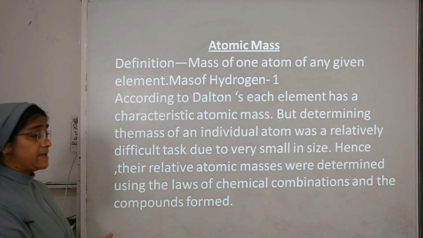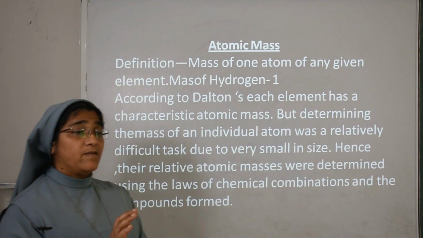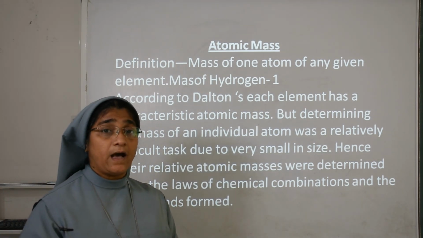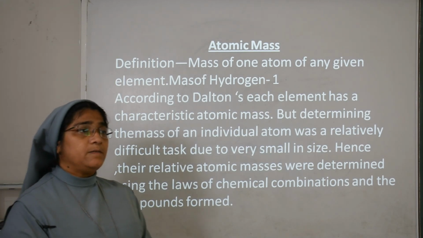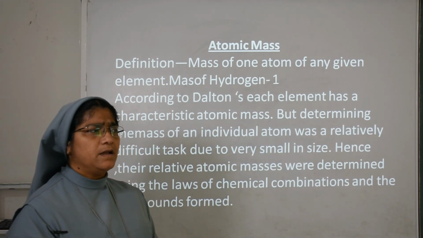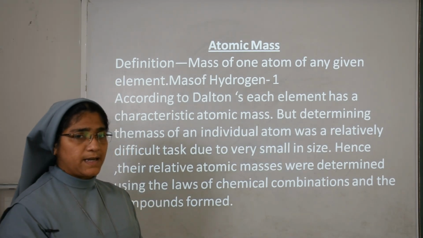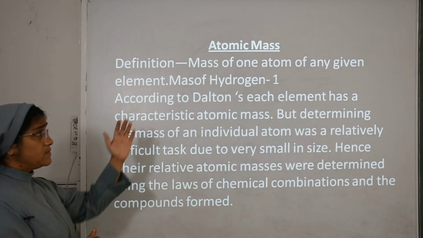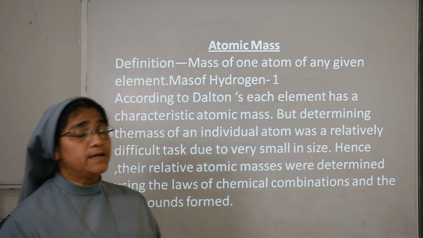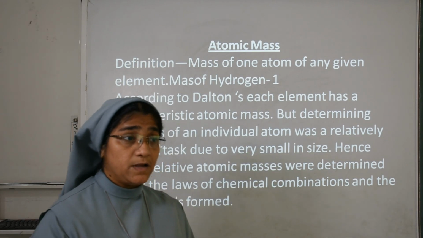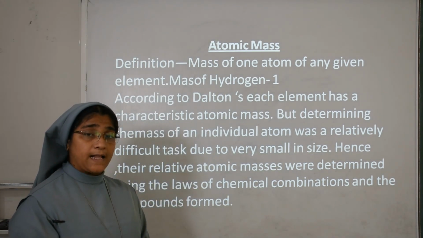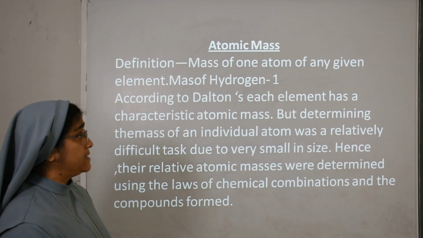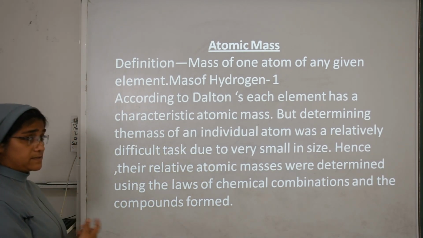For example, we already learned that 118 elements have been discovered so far. Of these 118 elements, you have to learn at least 20 elements this year. The mass of hydrogen is 1. Likewise, the mass of carbon is 12, the mass of oxygen is 16, the mass of calcium is 40. Like that, we will learn in the next chapter.